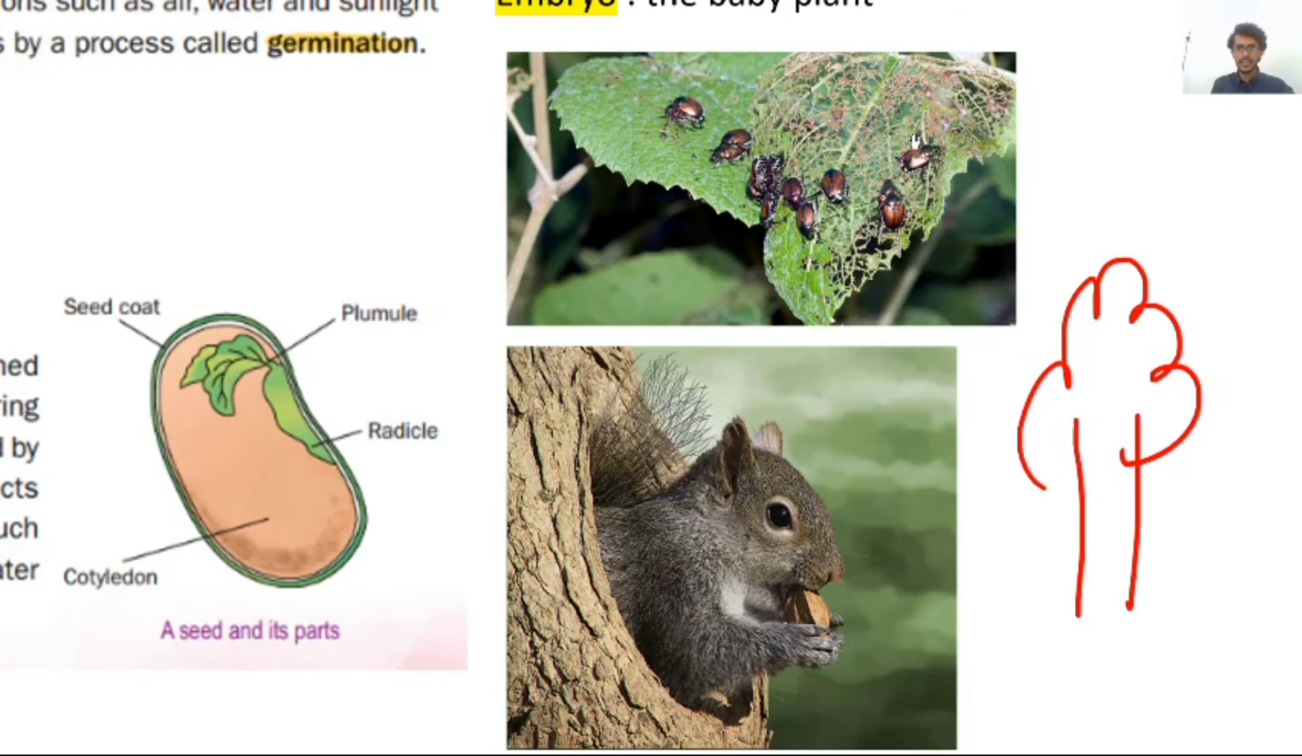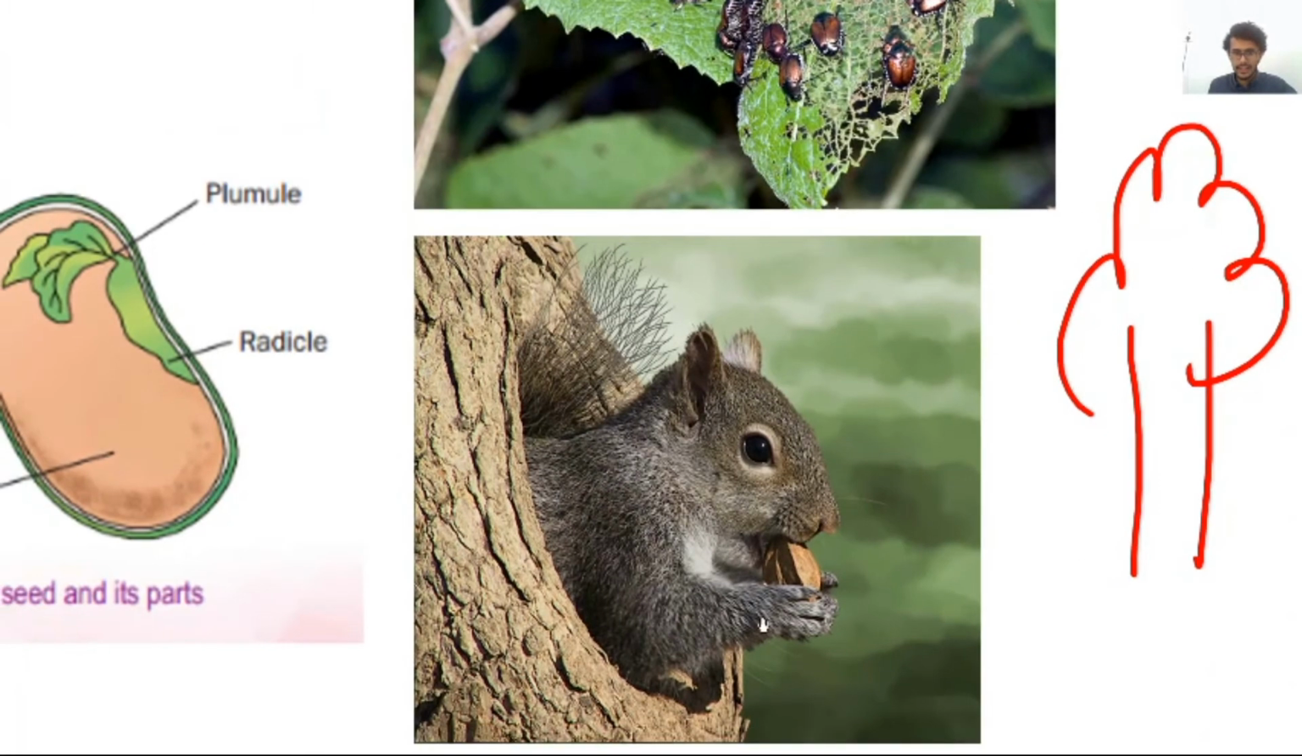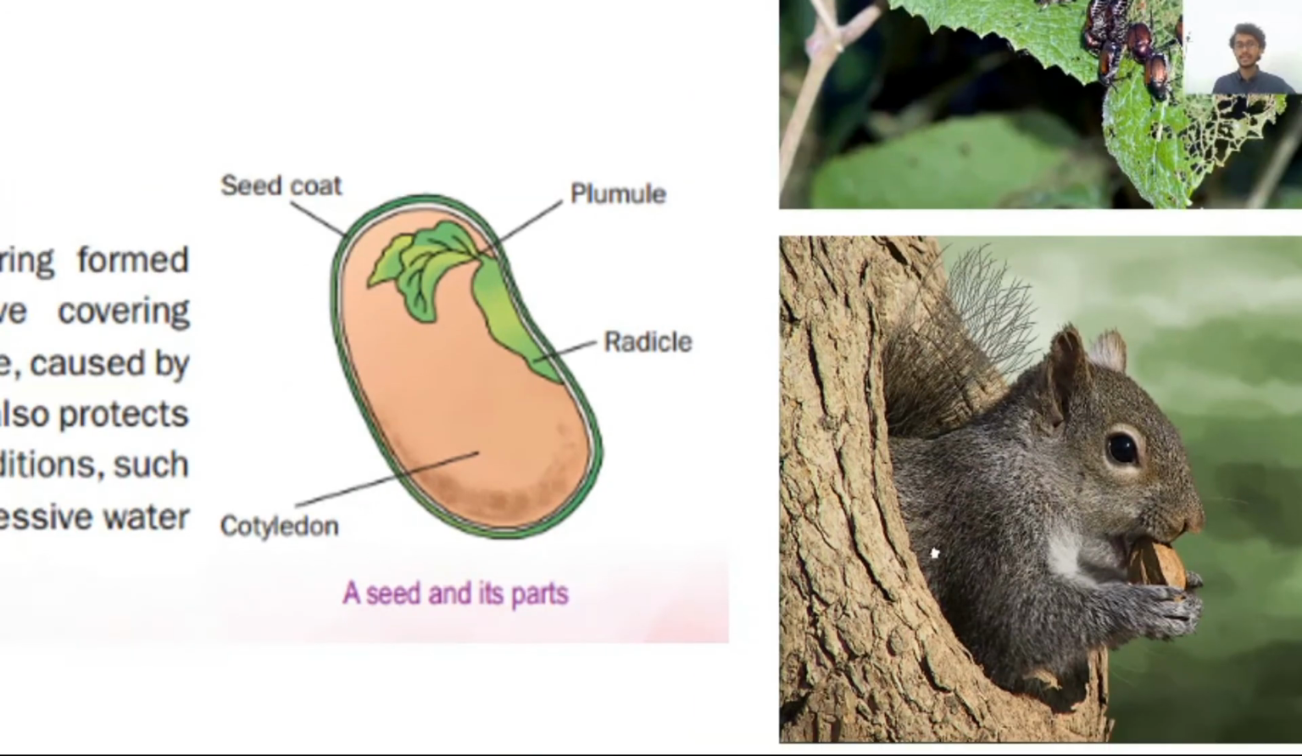The seed coat protects the seed from insects like these. You see how they are eating this plant leaf, and this animal is also eating a seed. So the seed coat will protect the seed.